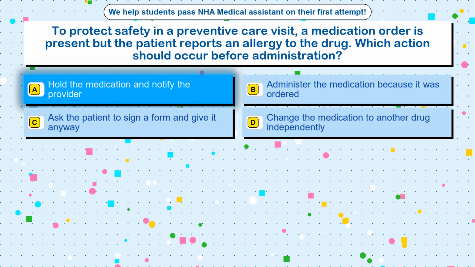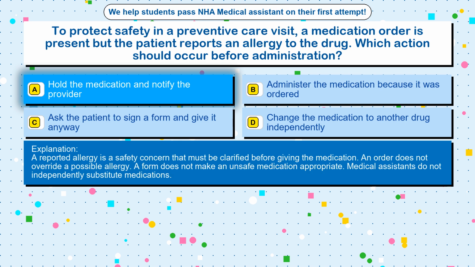The correct answer is option A, hold the medication and notify the provider. A reported allergy is a safety concern that must be clarified before giving the medication. An order does not override a possible allergy. A form does not make an unsafe medication appropriate. Medical assistants do not independently substitute medications.